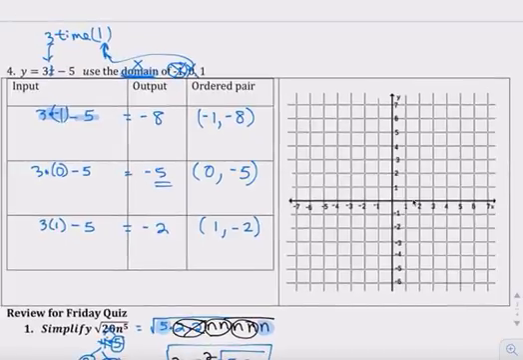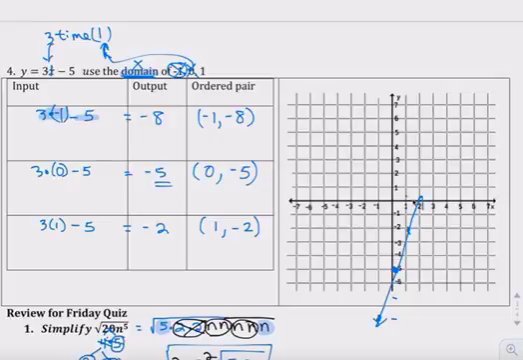Okay, you plot the ordered pair -1, -8. Ooh, all the way down here. Not enough room. -1, -8 is here. 0, -5 is here. 1, -2 is here. Probably this needs to be a little bit further down. And then you draw a line.